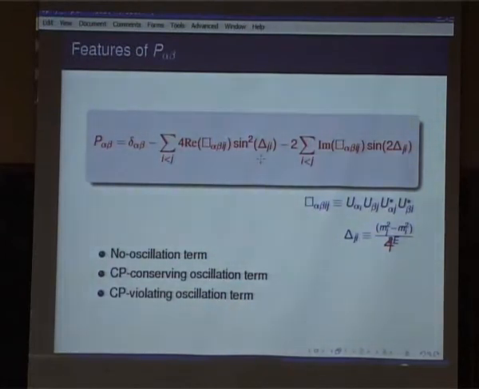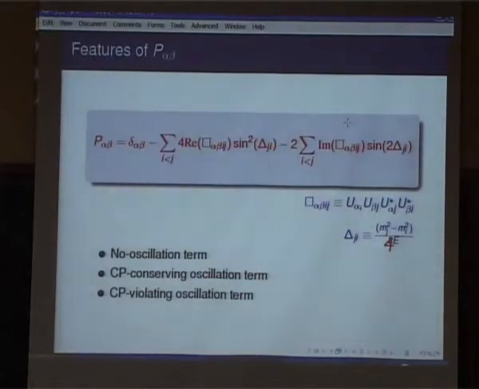And it is the sine squared delta term that we got for atmospheric oscillation. Since it only depends on the real part, it happens to be CP conservative. We'll come to exactly what it means throughout. This is the so-called oscillation term, but it's CP conservative. Whereas the last part, which involves the imaginary part of this packet, is the so-called CP violating.